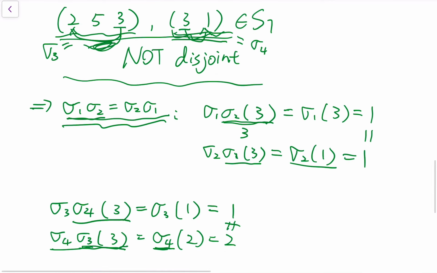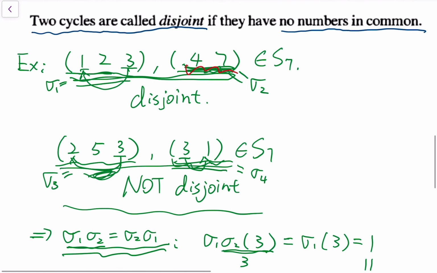Okay, and furthermore, disjoint cycles are useful to represent permutations, which we will talk about in the next episode, using cycles to denote any permutation in a symmetric group. Okay, see you in the next video. Bye.